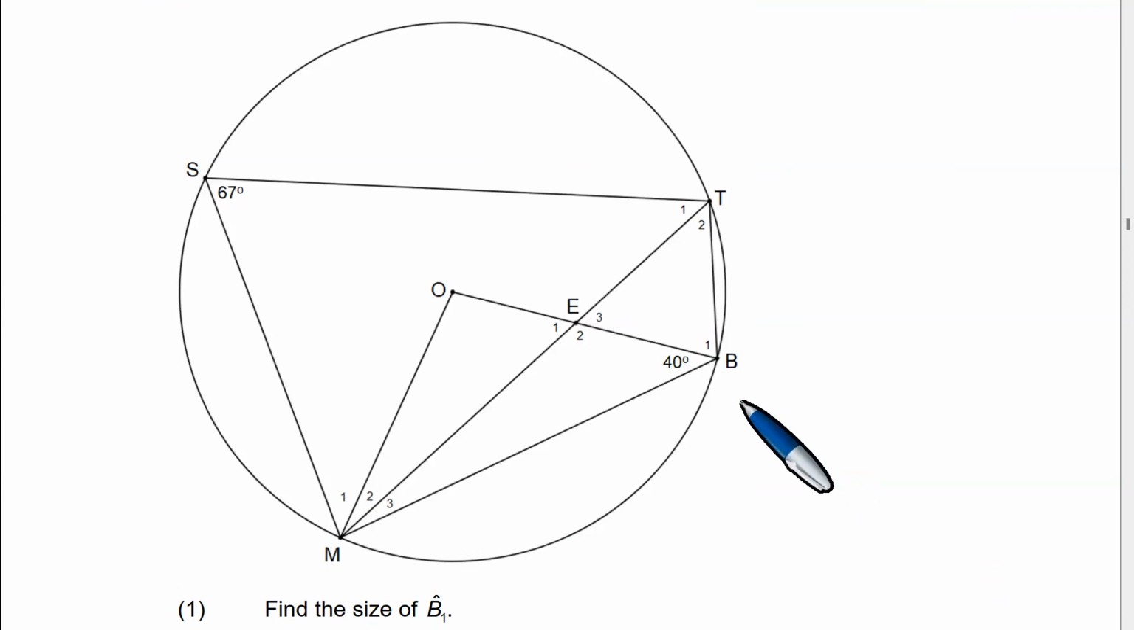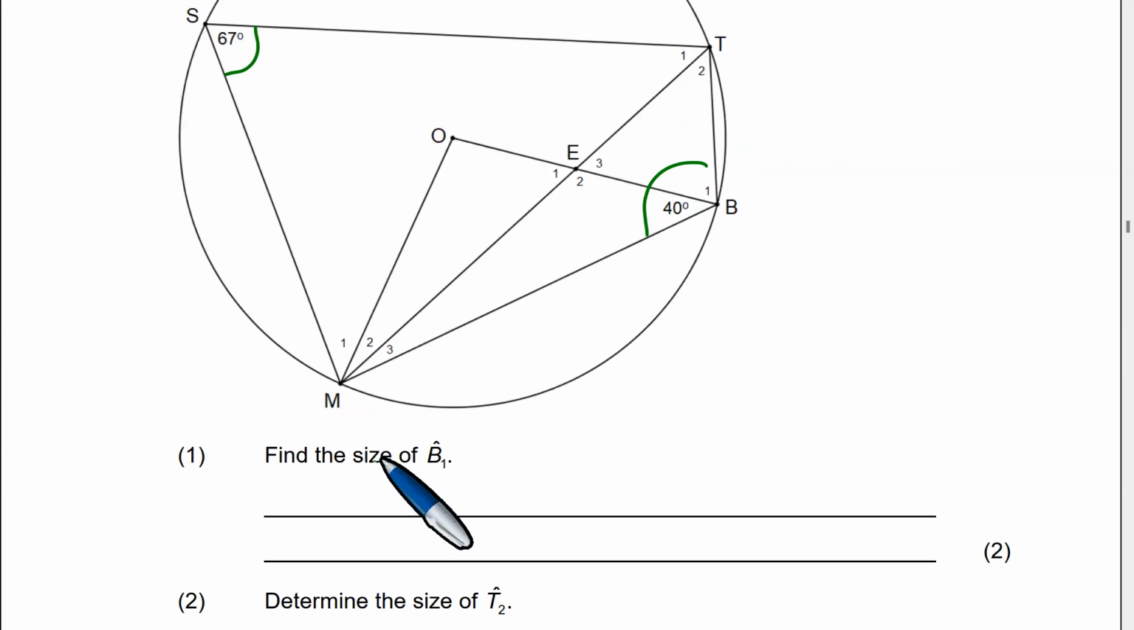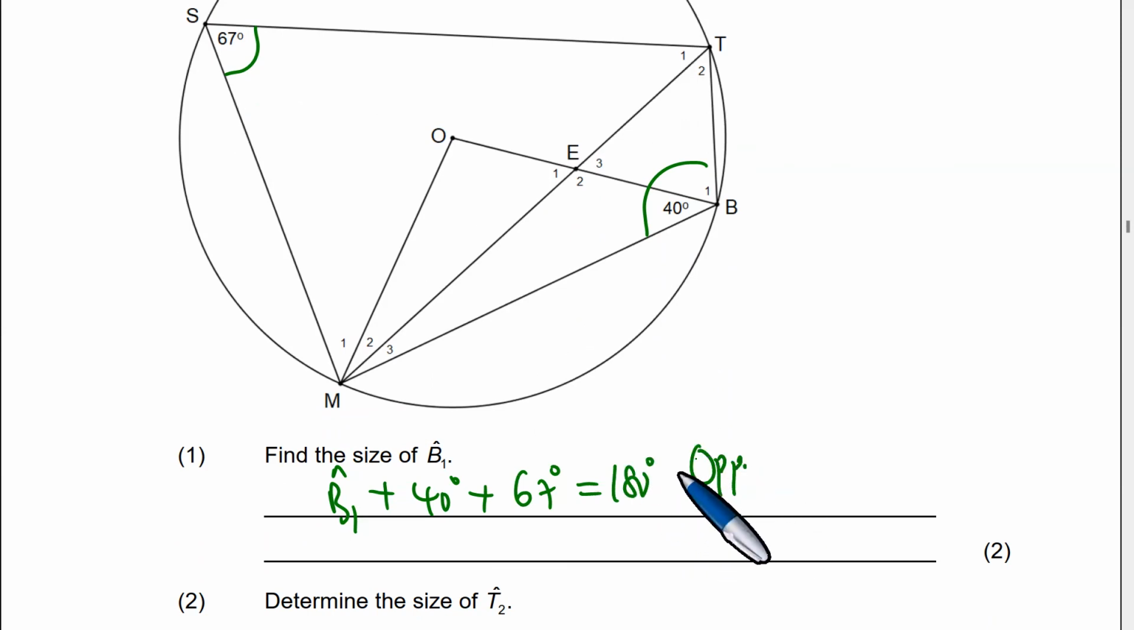Obviously to get this one is very straightforward because you have cyclic quad STBM. So this angle plus this angle must be 180 degrees. So we're going to say that angle B1 plus 40 degrees plus 67 degrees is equal to 180 degrees. These are opposite angles of a cyclic quad. You can write this straight away, you don't have time, it's 2 marks.